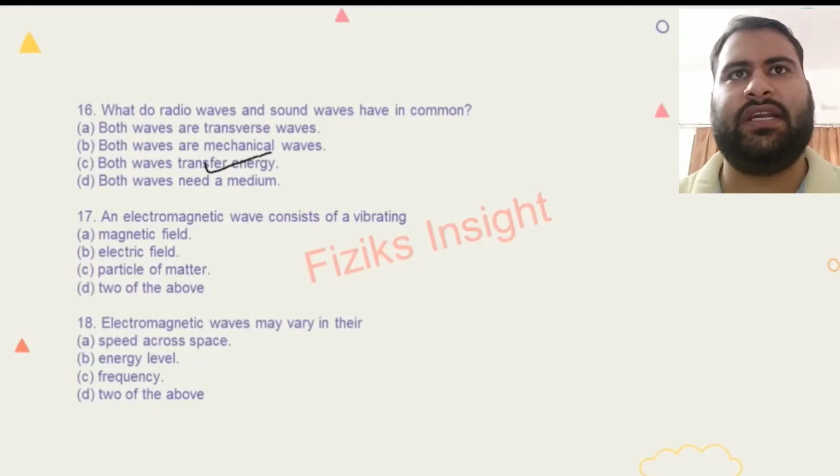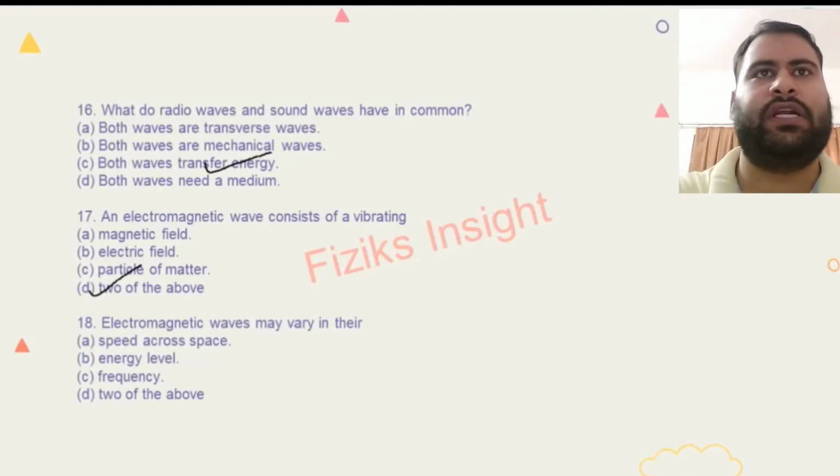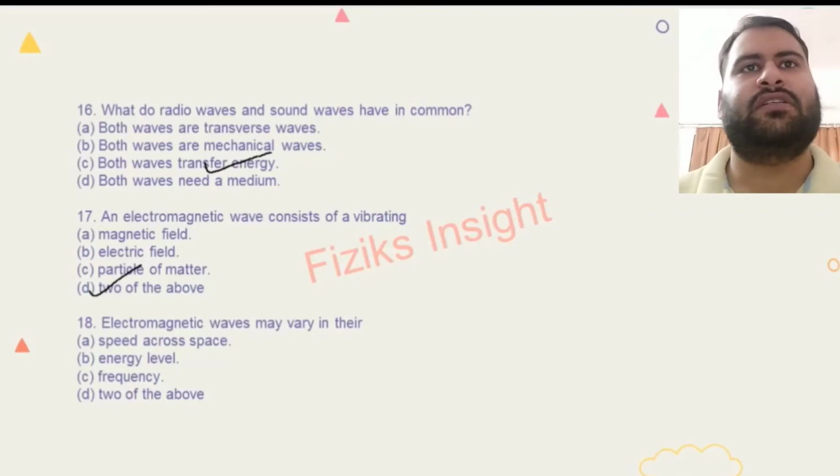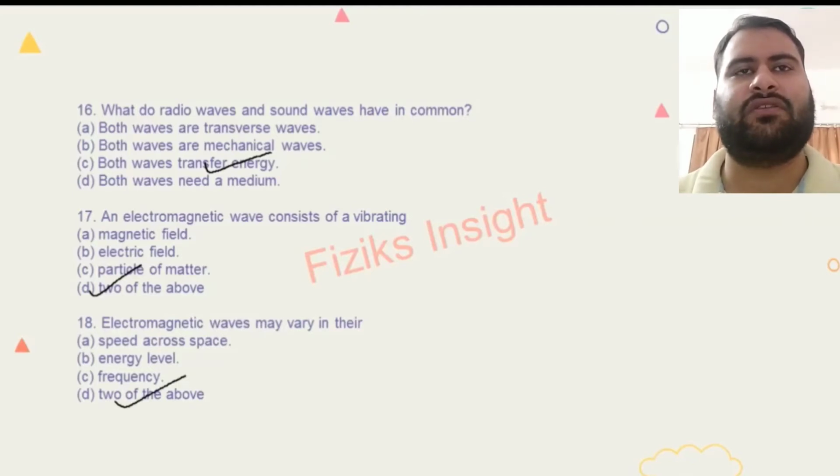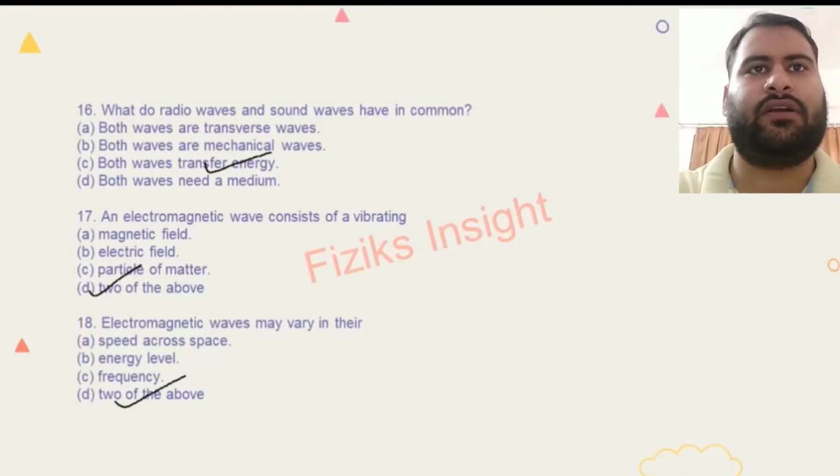On the 17th question, an electromagnetic wave consists of a vibrating magnetic field, electric field, particle of matter, two of above. So both the options A and B are true, as electromagnetic wave consists of vibrating both electric and magnetic field. So the D option is correct answer for this. Now for the 18th question, electromagnetic waves may vary in their speed across space, energy level, C frequency, and D two of above. See, both speed across space and energy level. So these two are the correct options. So D option is correct, two of above.